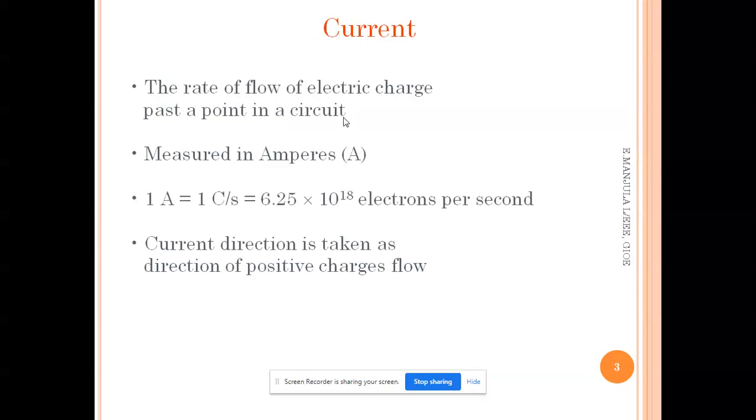So the current direction is taken as positive charge flow. It means, for example, if this is a circuit, a battery and a resistor, the direction of the current is taken like this, from positive to negative. But actually the electrons flow from negative to positive. By convention, in any circuit the current direction is taken from positive to negative.